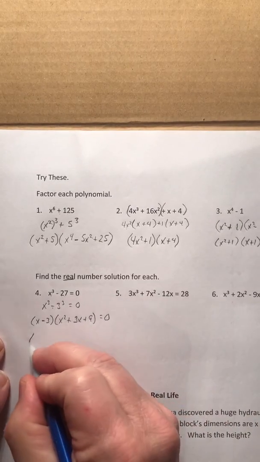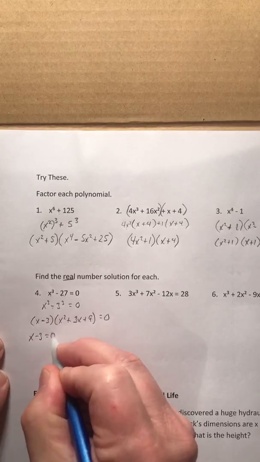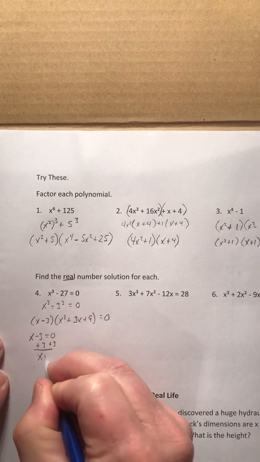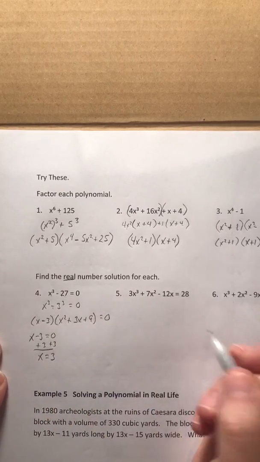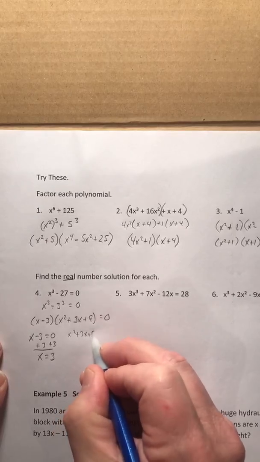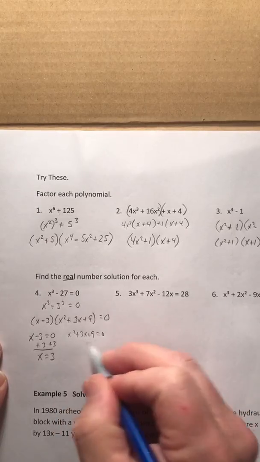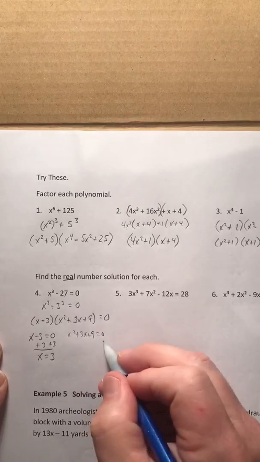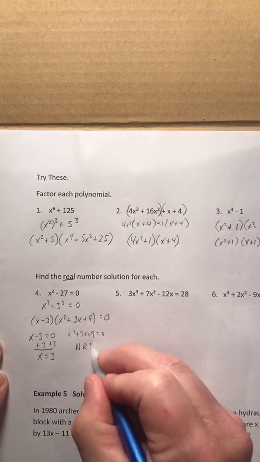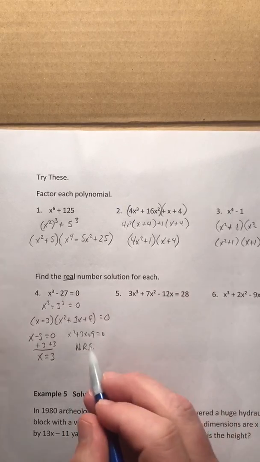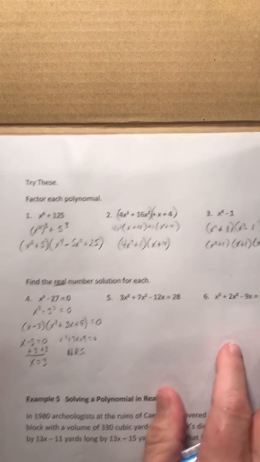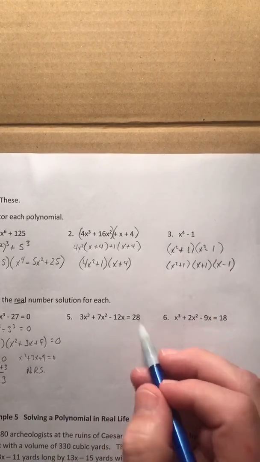Now we set our x minus 3 equal to 0. We solve it, and we get x equals 3. If you take x squared plus 3x plus 9, you set that equal to 0. If you find the discriminant for this, the discriminant is going to be negative, so that tells you that there is no real solution for that one. There's 2 imaginary solutions. The problems say only find the real solutions. All right, the next one, number 5.